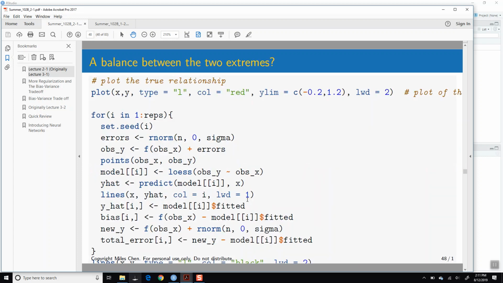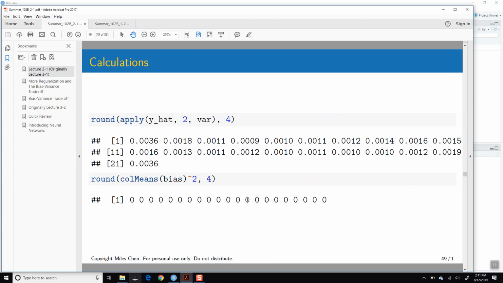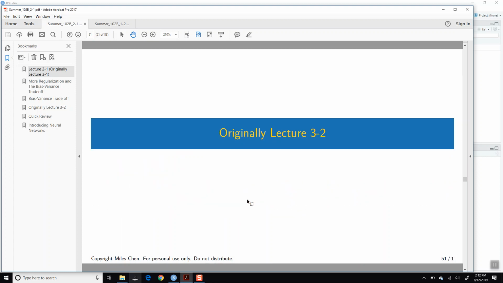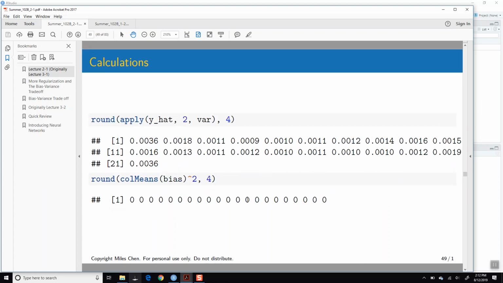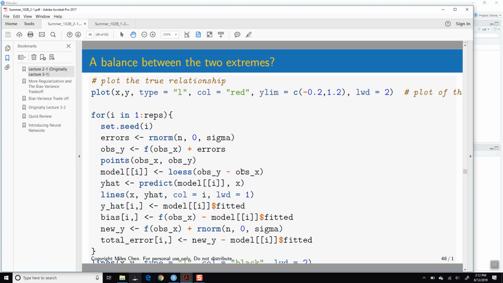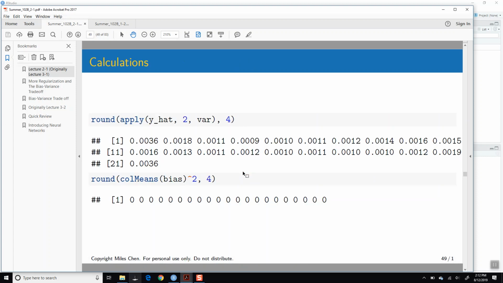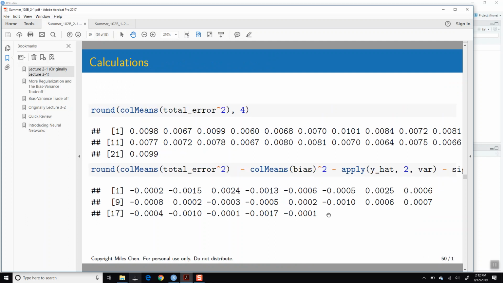So is there a balance that we can arrive at between the two extremes? Maybe. I don't think I created a plot here, but we can kind of see we can reduce the variance, eliminate the bias, and things like that.